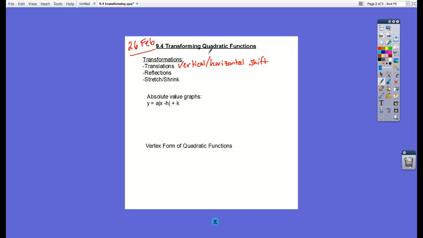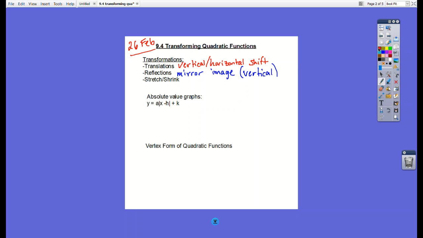Reflection, this is simply a mirror image across a line. And we're going to stick with vertical reflections. Yes, we could do horizontal reflections, but for our purposes, they're not as interesting. We're going to stick with vertical reflections here.